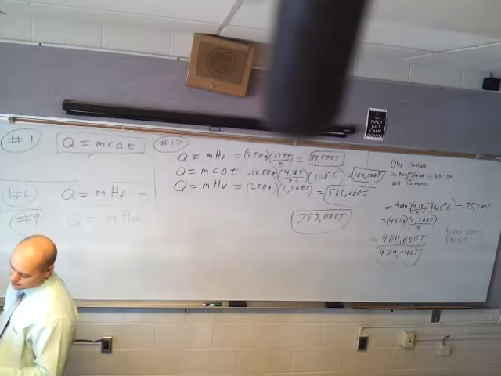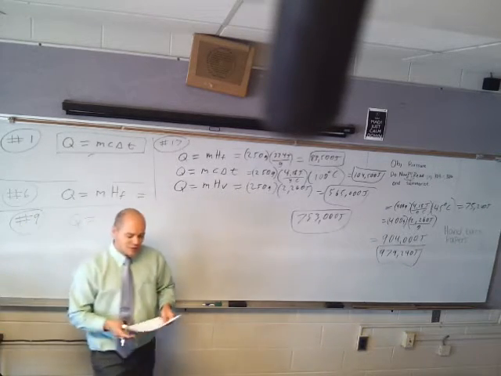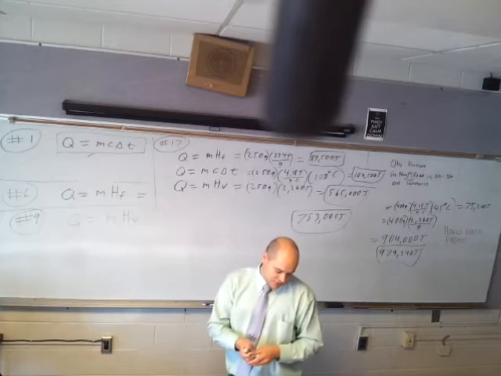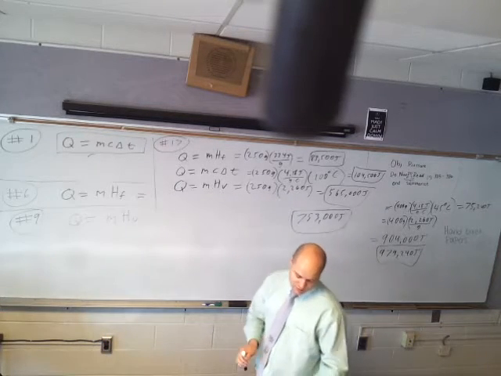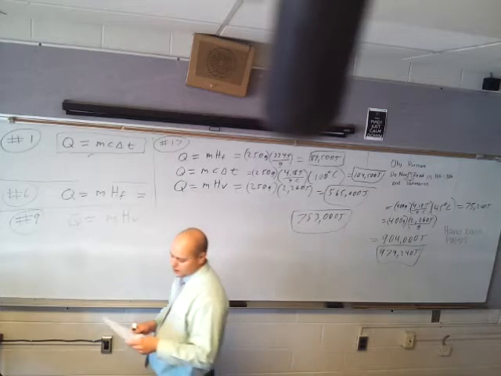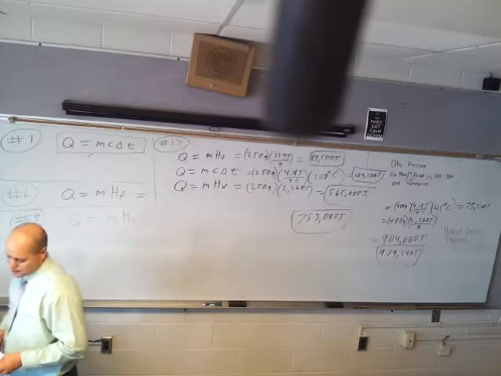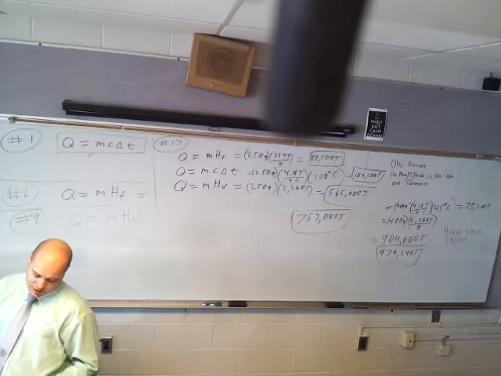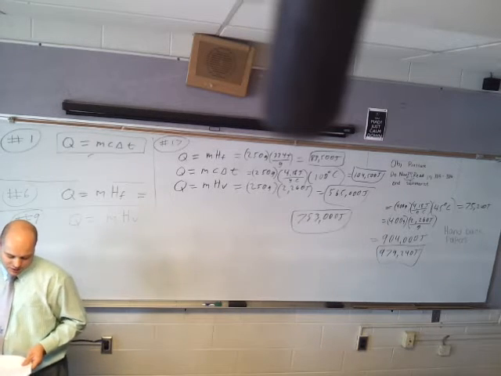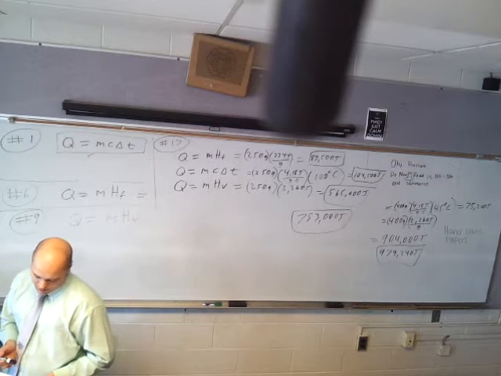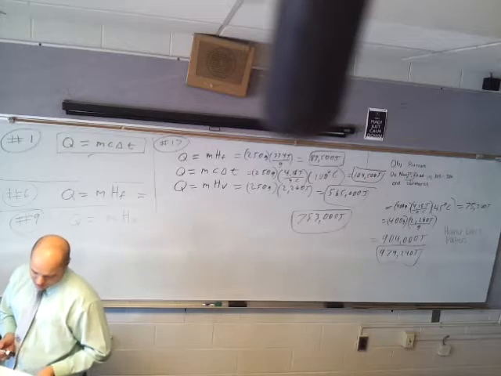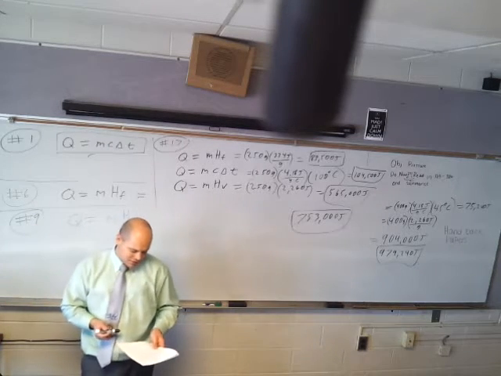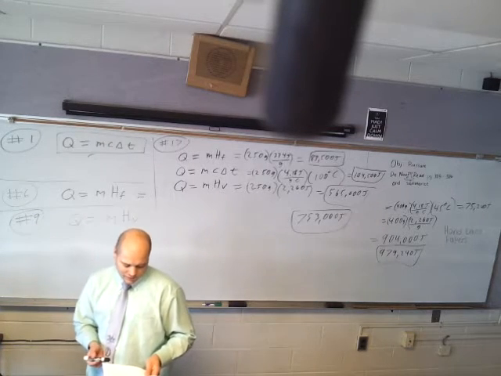Number 1 is hydrogen. Symbol is capital H. Atomic mass is 1. Number 2 is helium. Number 3 is lithium. Number 4 is beryllium. Number 5 is boron. 6 is carbon. 7 is nitrogen. 8 is oxygen. 9 is fluorine. 10 is neon. 11 is sodium. 12 is magnesium. 13 is aluminum. 14 is silicon.